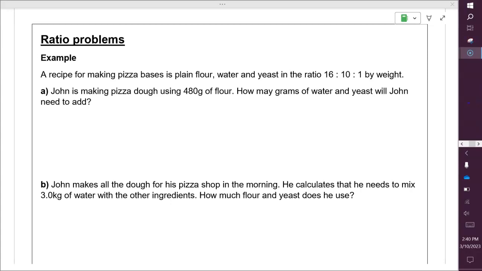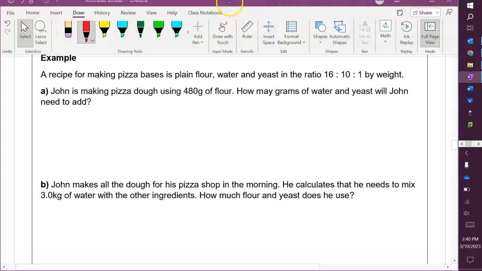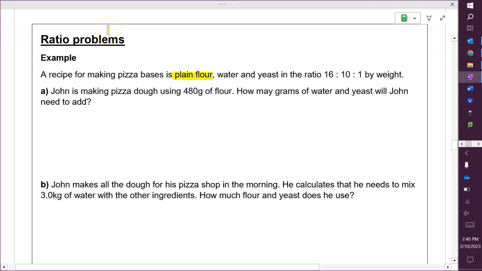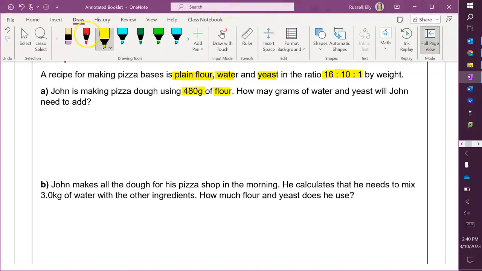So last video we looked at just simplifying ratios. This one we're looking at our ratio problems. So we've got a recipe for making pizza bases: plain flour, water and yeast in the ratio of 16 to 10 to 1 by weight. So John is making pizza dough using 480 grams of flour. So how many grams of water and yeast will he need to add?